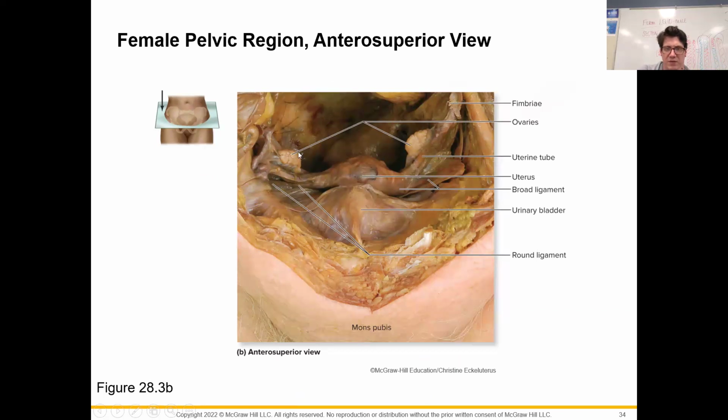Now, these are the ovaries, and you can also see the uterine or fallopian tubes here that are connecting the uterus to those ovaries up here. Now, because we were looking at the front, we can see this larger structure here. This is the urinary bladder.